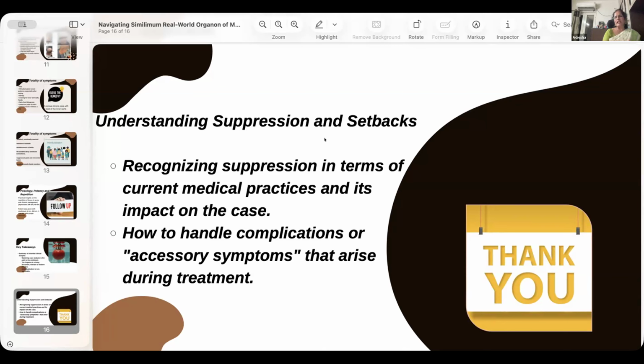So, understanding suppression and setbacks again plays a major role in the second prescription as well as repetition of the dose with proper selection of the potency. Recognizing suppression in terms of current medical practices and its impact on the case is very important.